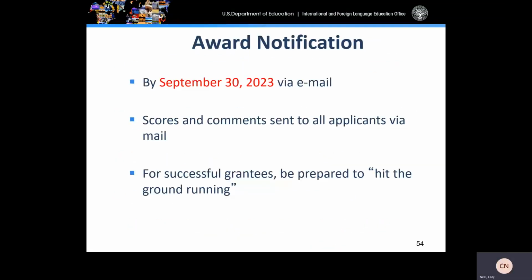All applicants, regardless of whether they are awarded or not, will receive their results via email by September 30th, 2023. It's usually much, much sooner than that. Scores and comments will be sent to you via email. And for successful grantees, as always, be prepared to hit the ground running.